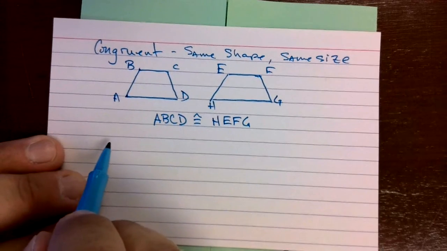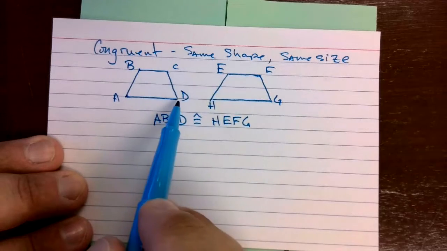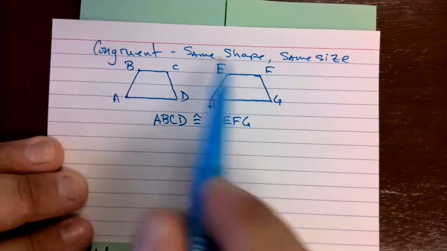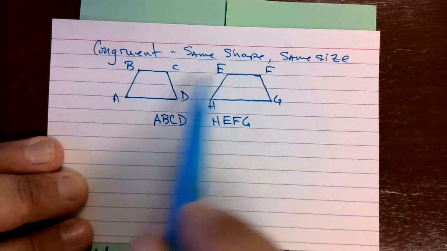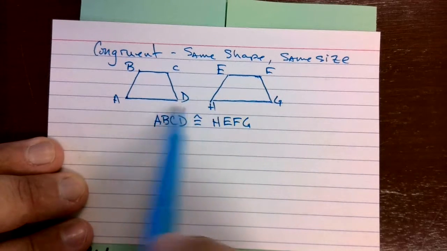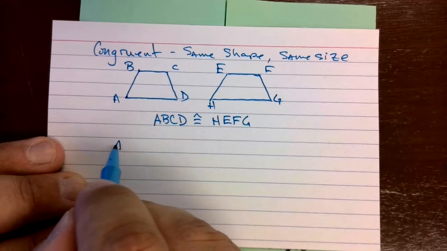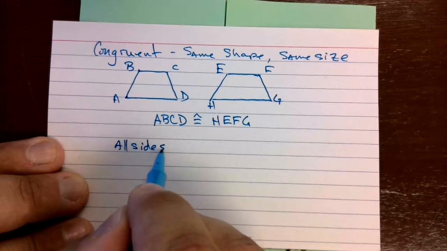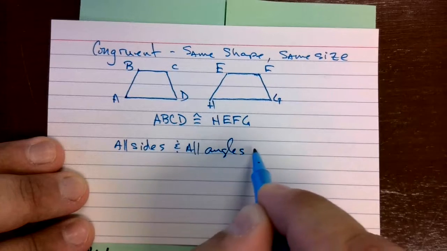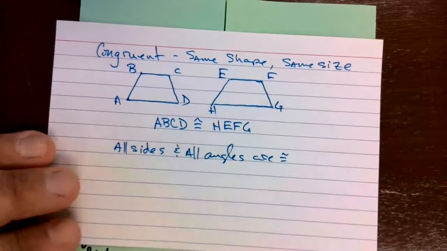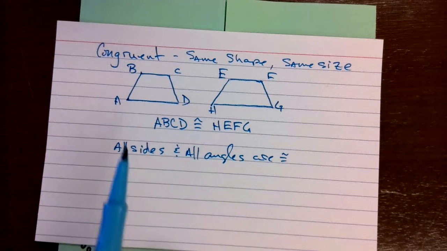And what that tells me is that all the angles are congruent. So A is congruent to H, B is congruent to E, C is congruent to F, D is congruent to G, and all the sides are congruent. AB congruent to HE, BC congruent to EF, CD congruent to FG, and DA congruent to GH. So all sides are congruent and all angles are congruent.